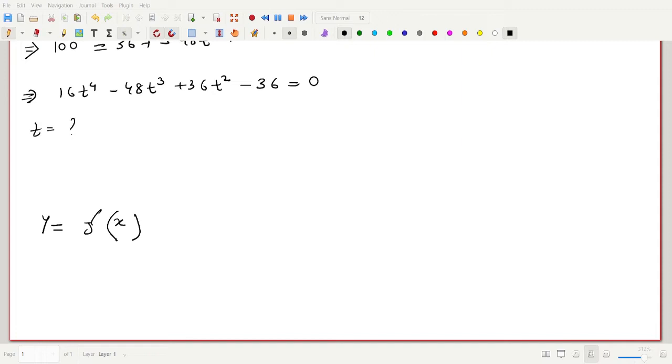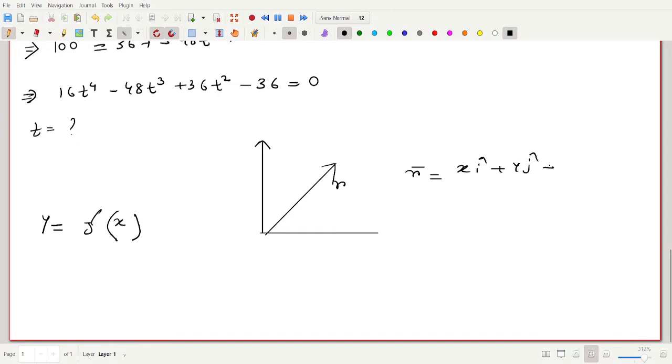Number one, r is dependent on x and y. R is not x. I think R is, sorry, yes, R is dependent on x and y. In general form for 3D, this is the equation. It's a 2D problem, I think. So here R is this.